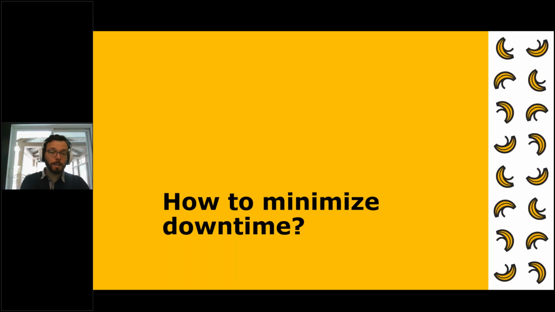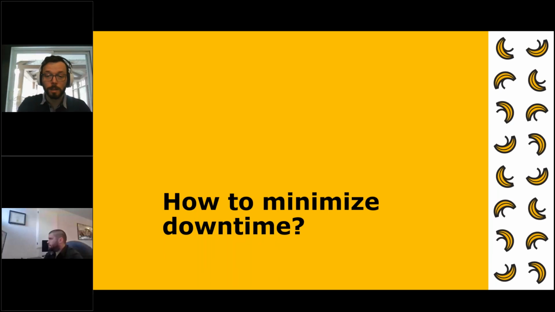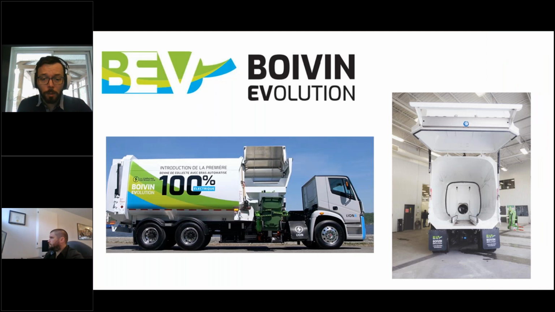All right, so let's jump to our main topic today, how to minimize downtime using PL3 and SolidWorks. So today we're going to demonstrate how to perform reverse engineering on a specific component of an electric garbage truck made by Boivin Evolution. So these trucks use an auger that's mounted on an electric drive to compact the trash into their rear compartment.